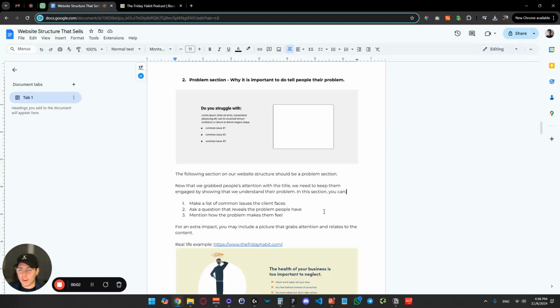Okay, so I do want to take some time on this one and really explain it well. This is the problem section, and this should be the section that's right after your title or your hero section. The reason why I want to spend time here is because this is usually the most difficult to identify.